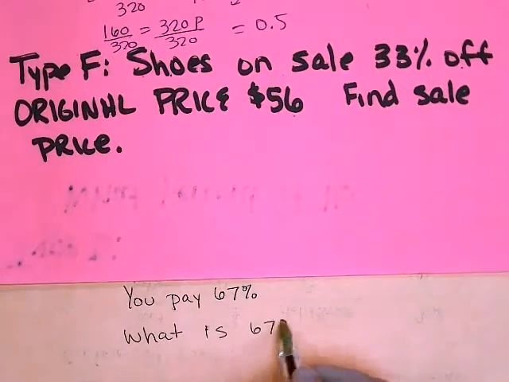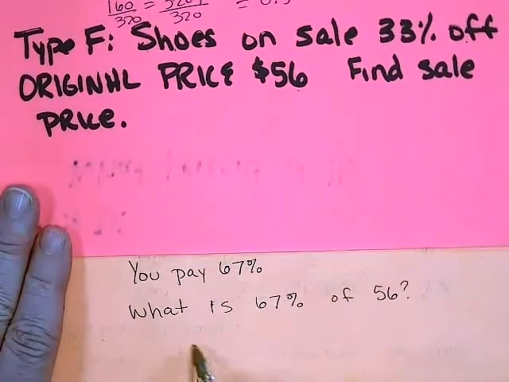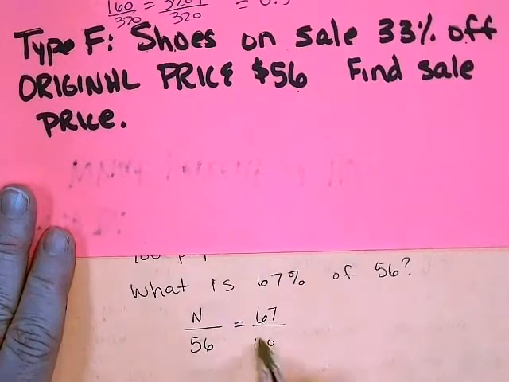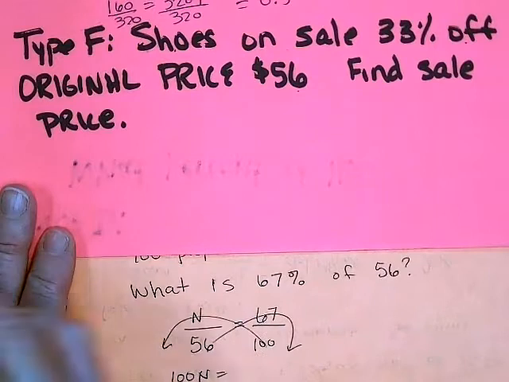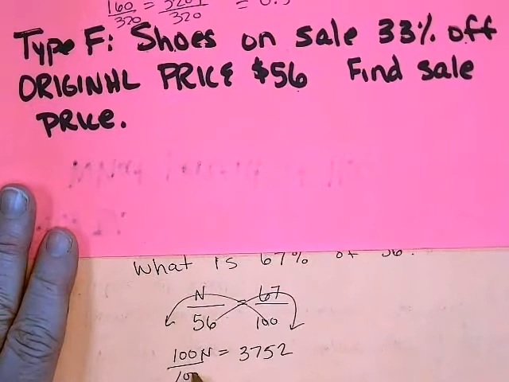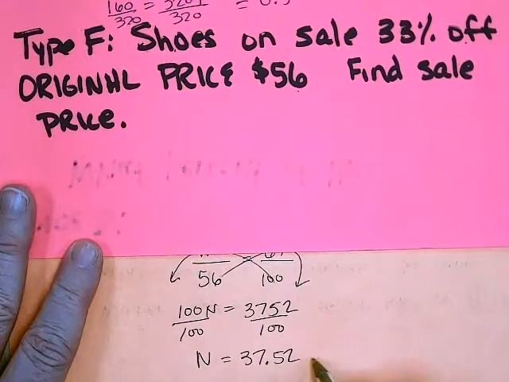So you need to know what is 67% of 56. We set it up the very same way. Percent out of 100 equals part out of whole. We're looking for the part, that's the whole. Cross products, 100N equals 56 times 67 is, divide by 100. N is $37.52. That's the amount you pay.